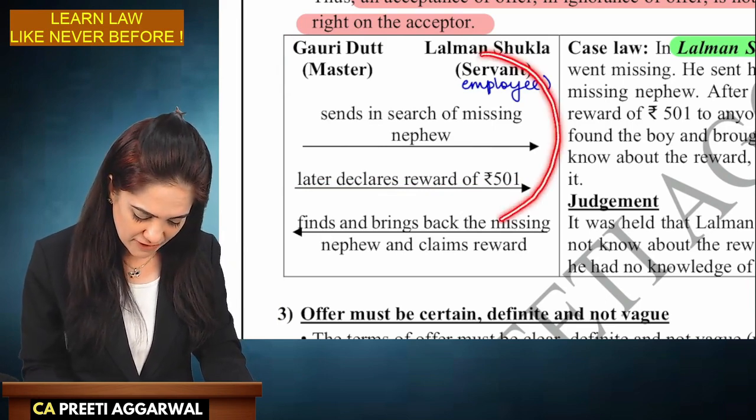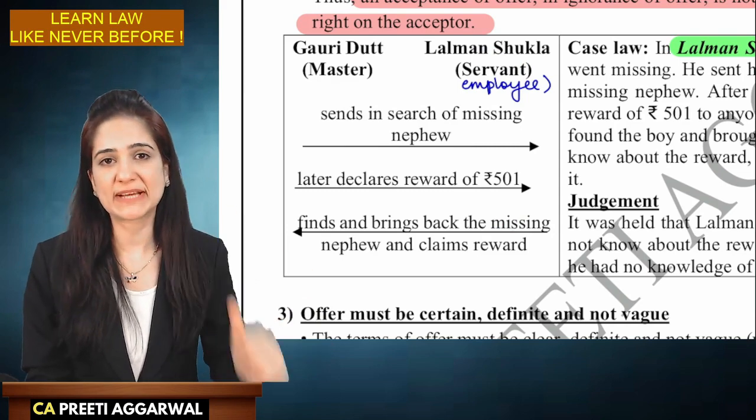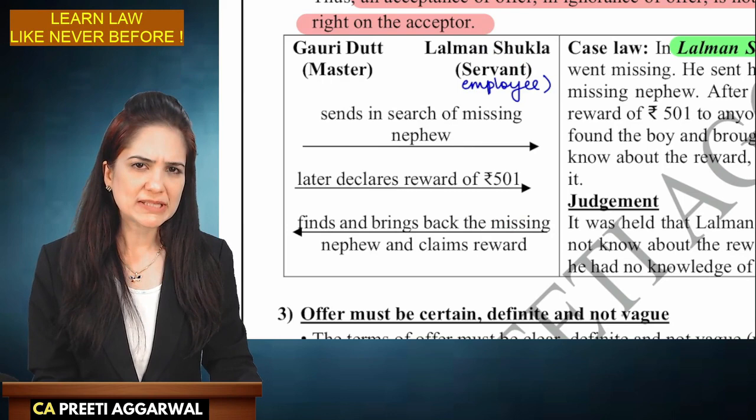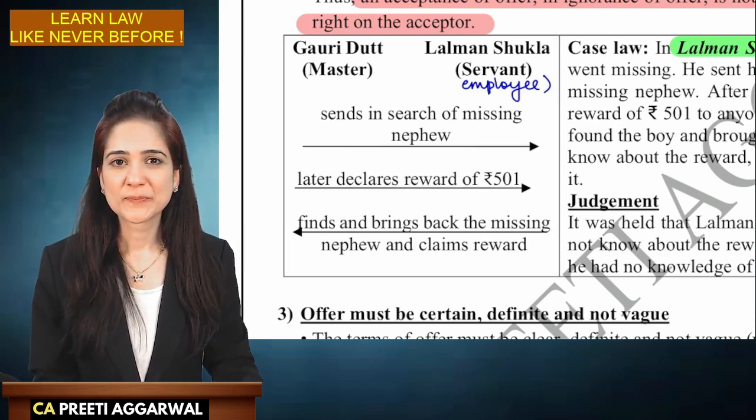Lalman found the missing nephew and brought him back. He came to know that a reward was declared, and he claimed the reward. What do you think, students? Is he entitled to the reward? Will he get the reward?